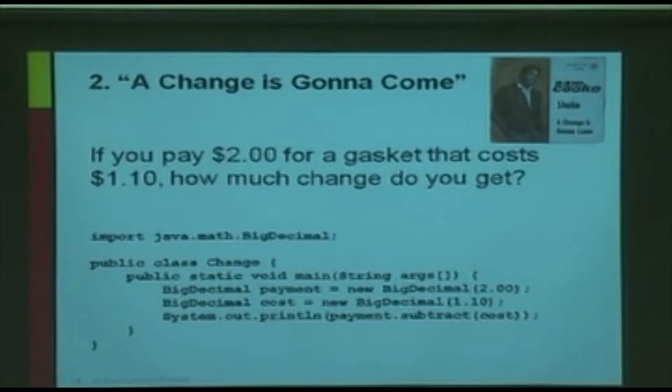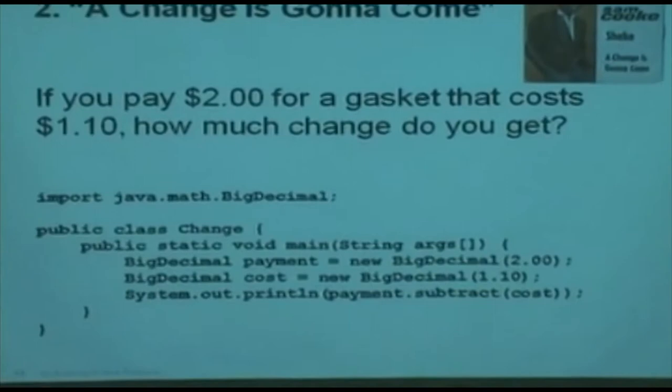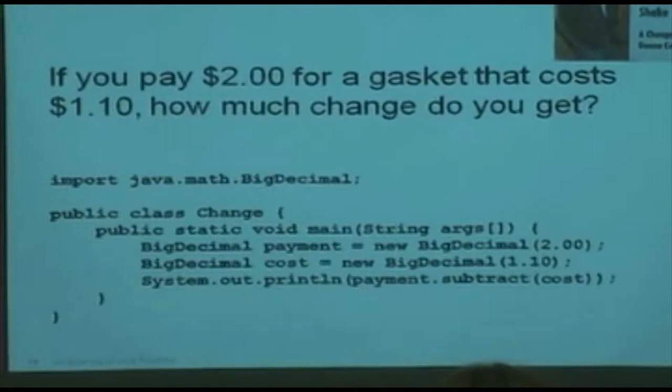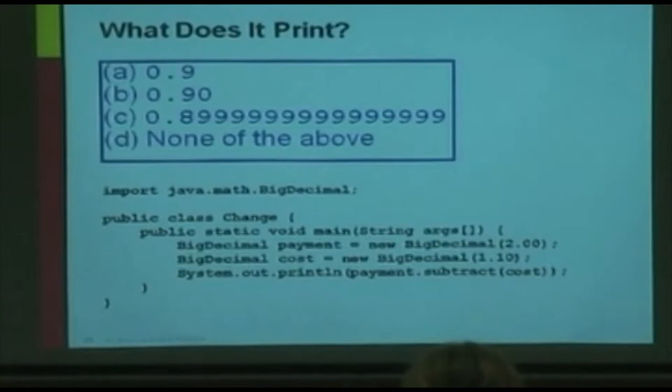Notice that I now have these little temporary variables, like I say the payment is a new BigDecimal of 2.00, the cost is a new BigDecimal of 1.10, and then I print payment.subtract(cost), so payment minus cost. So this one, you know, it's a nicer program. It tells you what it does, and I am using the BigDecimal. So, does this one work? Does it print 0.90, or does it print 0.9? Does it print the same garbage the first one did, or something else? Those are your four choices.